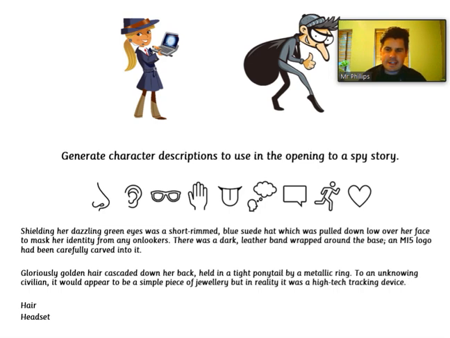Gloriously golden hair cascaded down her back, held in a tight ponytail by a metallic ring. To an unknowing civilian, it would appear to be... Oh yes, I do need a comma, because I could do it would appear to be a simple piece of jewellery to an unknowing civilian. I could flip it around because it is a prepositional phrase, because to is a preposition. There you go, I am right. To an unknowing civilian, it would appear to be a simple piece of jewellery, but in reality it was a high-tech tracking device. Perfect. Last one is her headset.